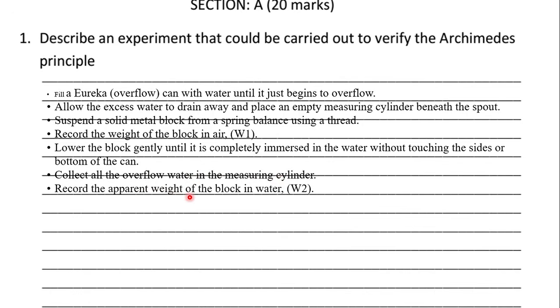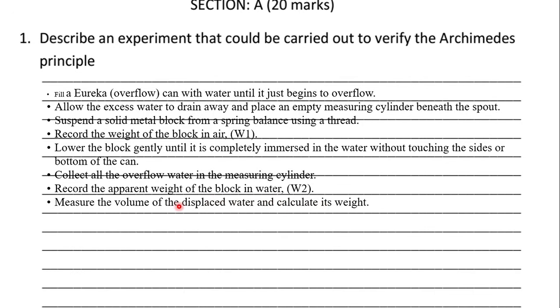Then record the apparent weight of the block in water. So when you lower the block into the water, you take a reading again, which is the weight of the block in the water. So you have two weights here: its weight in air and its weight in water. Right, so measure the volume of the displaced water and calculate its weight. How do you calculate weight? Weight is simply mg, where m is mass and g is the acceleration due to gravity, or what is called the gravitational constant.